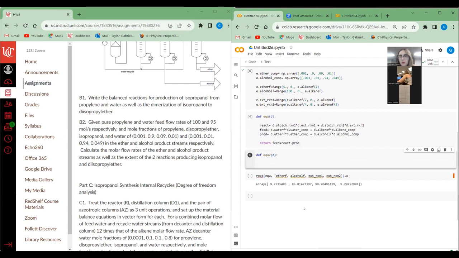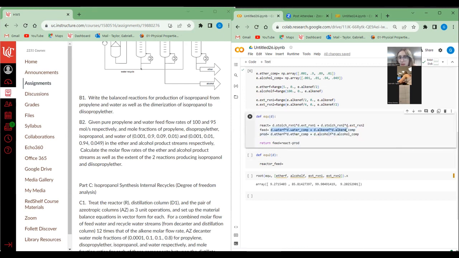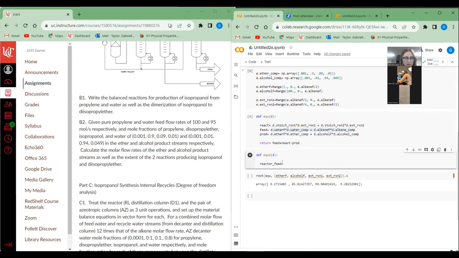So let's do our feed. This is going to be the same as the feed for the first equation, but we have to account for our water, right? So let's just put that in there. Our water is going to be recycled. So that is going to be our decanter water and our backflow water from our distillation. So let's just add this.